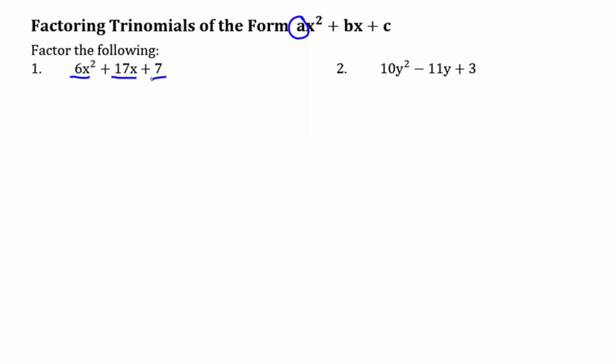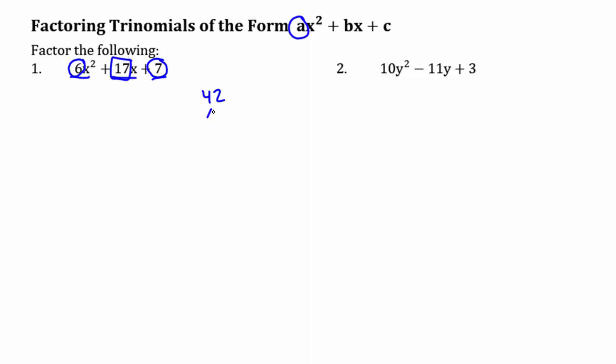So in this method, I will take the a and the c and I will multiply them together. I call this the AC method. 6 times 7 is 42. Now what I want to do is look for two numbers that multiply up to 42, and again add up to this 17. That's the coefficient of the x term.